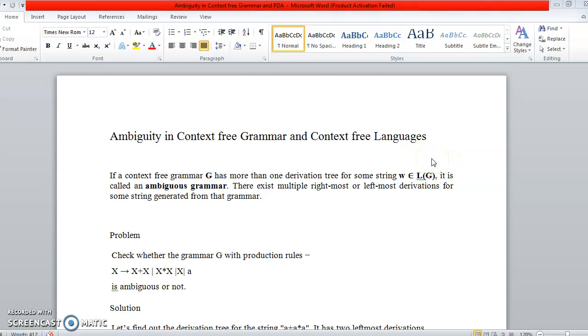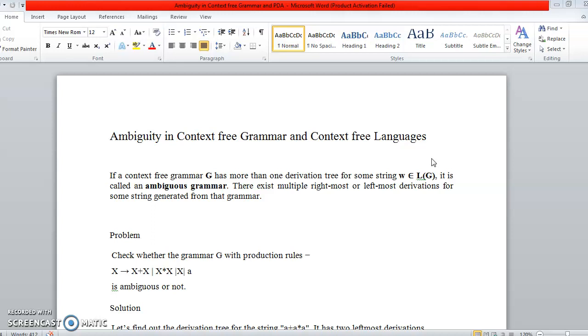Hello everybody. Today's topic is the ambiguity in context-free grammar and the context-free languages. So far we have discussed in our previous classes what the context-free grammar and context-free languages are, okay? And what the left derivation tree and the right derivation tree are. Now come to the ambiguity.